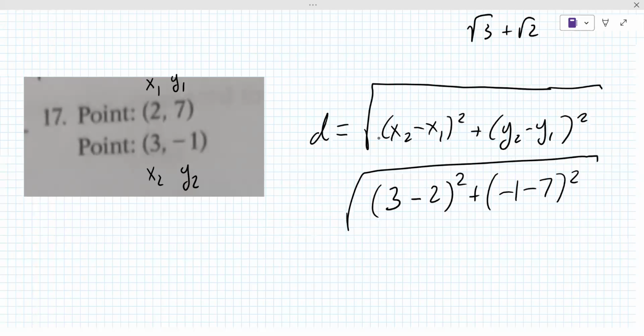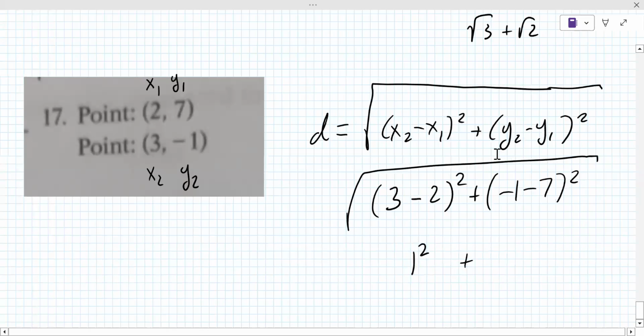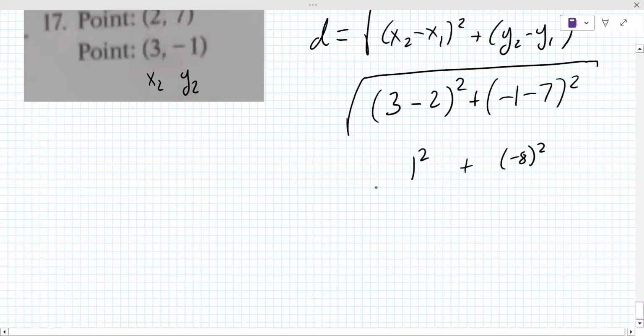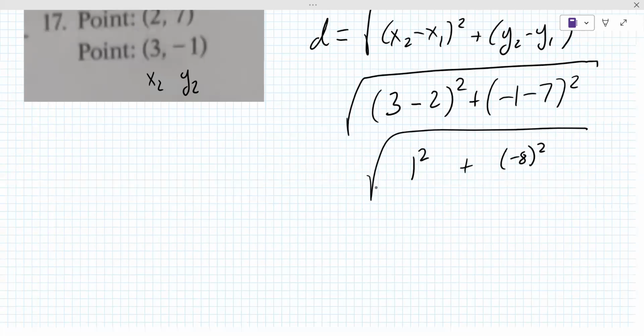What is 3 minus 2? 1. 1 squared plus, how about negative 1 minus 7? They're both negative, so that means the answer is negative for sure. Notice they combine together. It would be -8. Yeah, -8 squared. Right, so that is 1 plus 64, or the square root of 65.